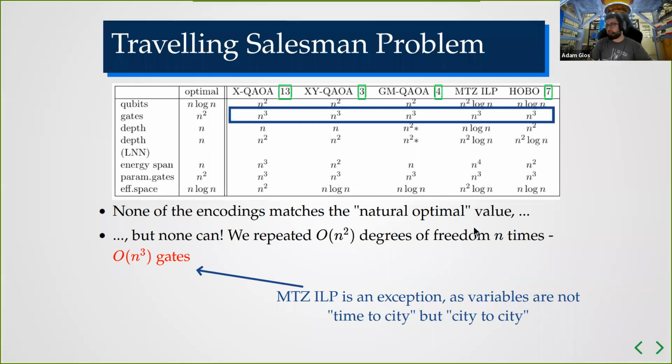For example, if we take the ILP, integer linear programming representation, it's called Miller-Tucker-Zemlin, if I remember the names correctly. We don't have time to city representation. It's more like city to city. Because of this, if we have integer variables saying go from this city to this city, then we don't have this redundancy. But there are other problems which also result in having n cubed number of gates. So unfortunately, this does not solve this issue.